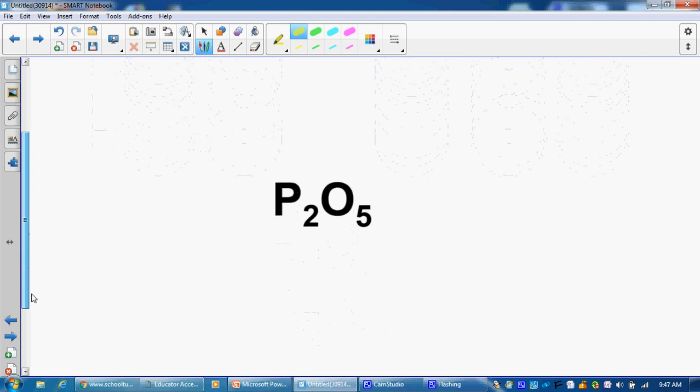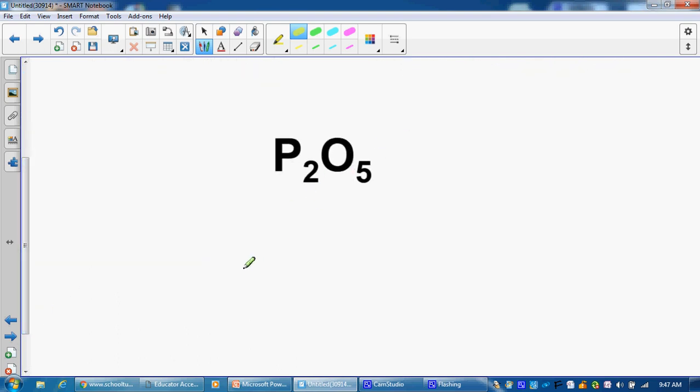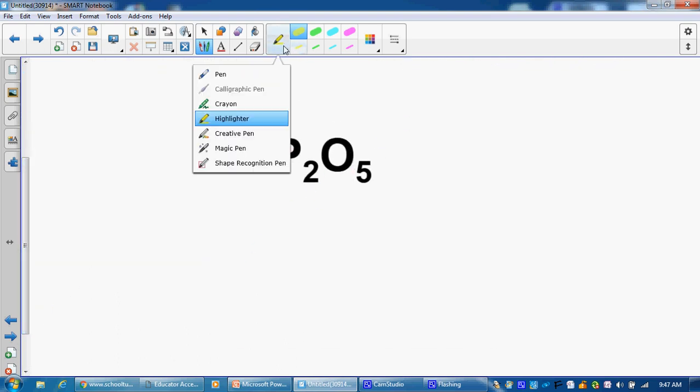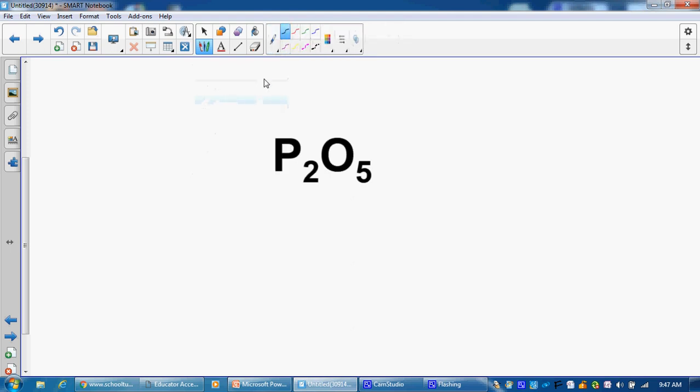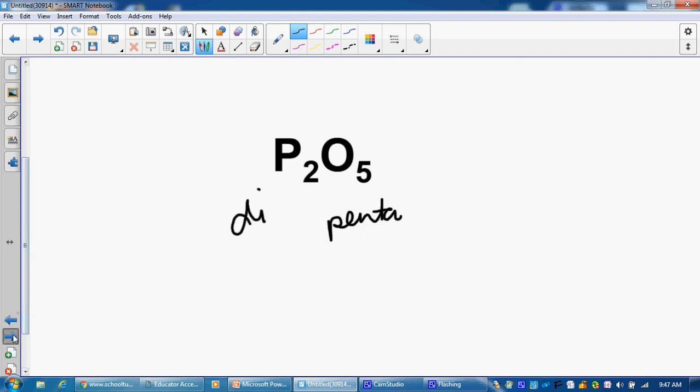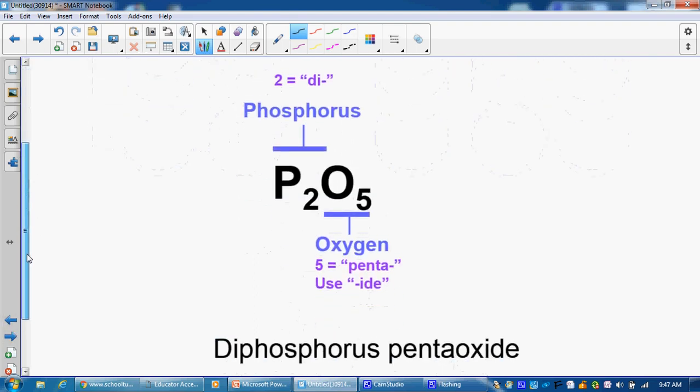So let's go through an example here. This one has 2, so we would write the prefix di. And then we would write the name of the element. So it would be diphosphorus. And then our prefix here is penta, oxide. So diphosphorus pentoxide.